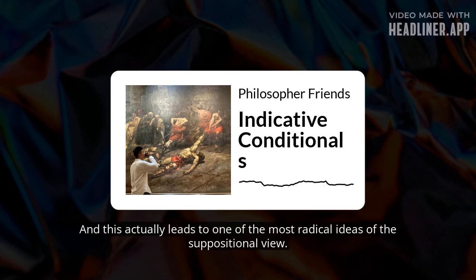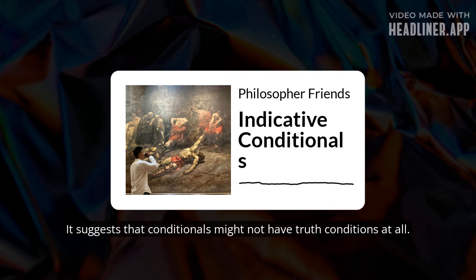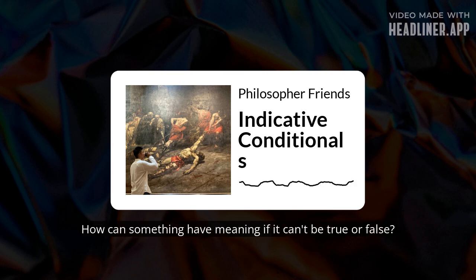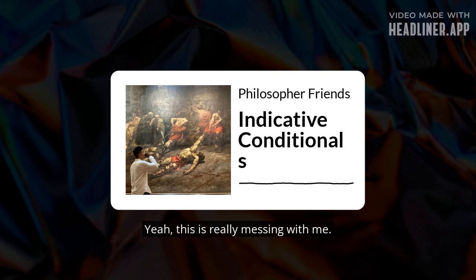It is. And this actually leads to one of the most radical ideas of the suppositional view. What's that? It suggests that conditionals might not have truth conditions at all. Whoa. That's a big one. No truth conditions. How can something have meaning if it can't be true or false? Yeah, this is really messing with me.